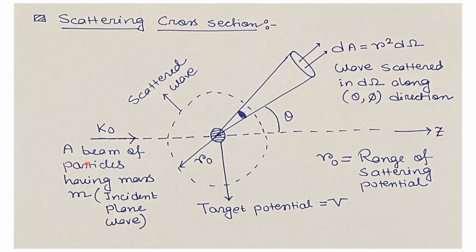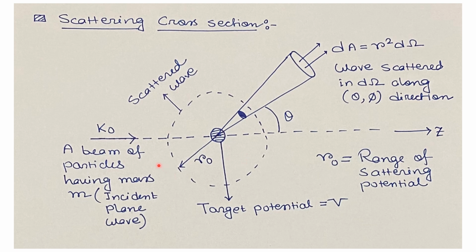Let us consider a beam of particles, each of mass small m. They are traveling along the z-axis with some velocity v. Now we'll be considering the incident particles as free particles. So the particle wave will be an incident plane wave, and the plane wave will have a wave vector k naught. Now the incident particles will be scattered by a scattering potential or target potential V. This target potential may come due to the target material kept at the origin or at the center.